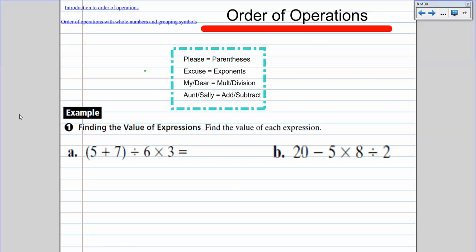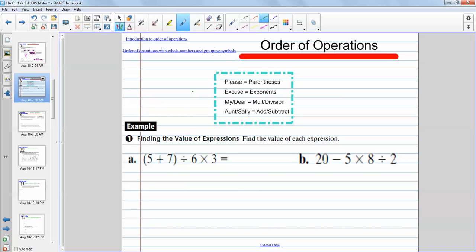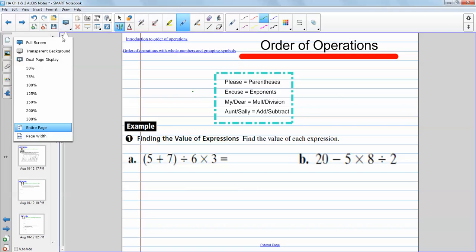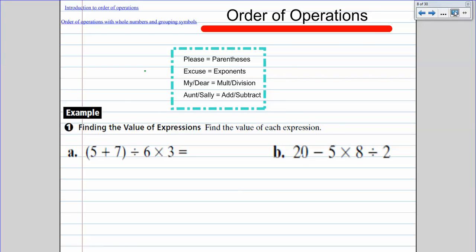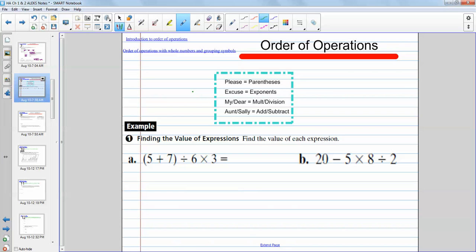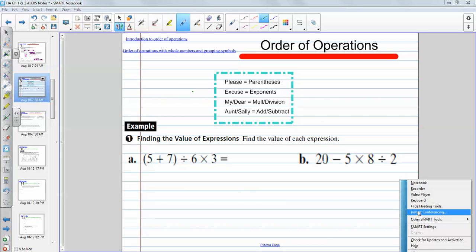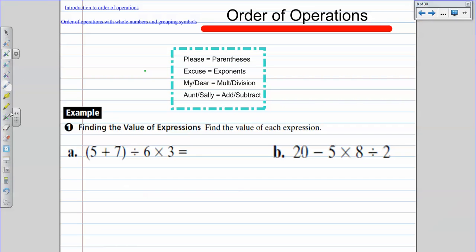Hi all, this video is for us to learn about the order of operations and also writing expressions using the order of operations. First of all, it is always important that we follow the correct order of operations. We are all familiar with please excuse my dear Aunt Sally, or PEMDAS.